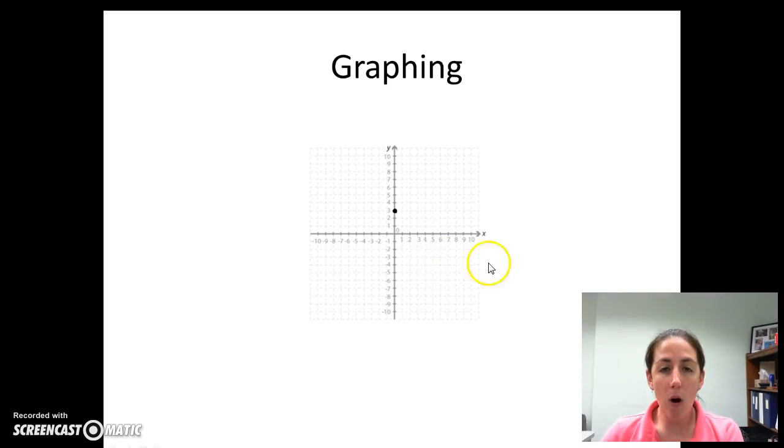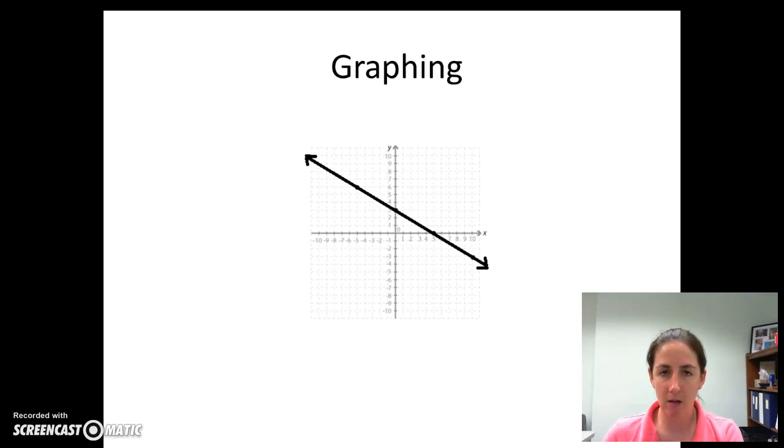Or you could put that negative on the bottom and you could rise up 3 and go left 5. Rise up 3 and go left 5 and plot those points. Once you have about 3 or 4 points in a row, you can connect them with a straight line. And that's how you can graph a linear equation.